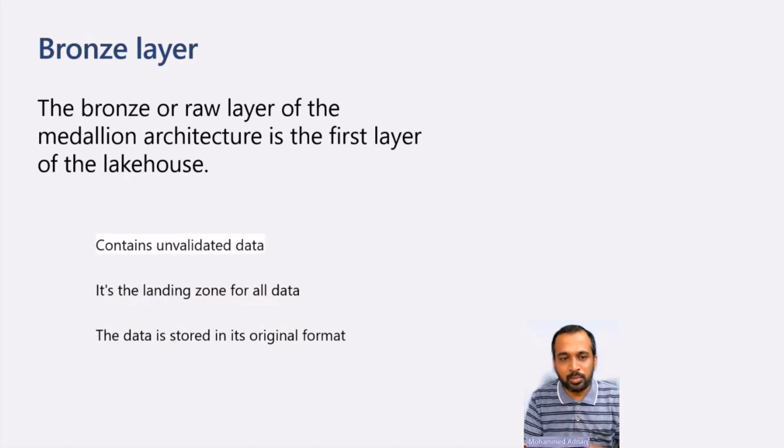So now we will talk about the bronze, silver, and gold layer. So what is a bronze layer here? The bronze or the raw layer of the medallion architecture is the first layer of the lakehouse. It contains unvalidated data. It is the landing zone of all the data. The data is stored in the original format.